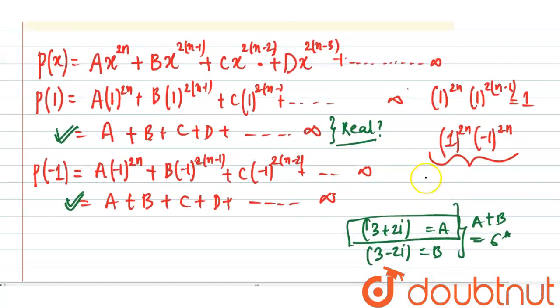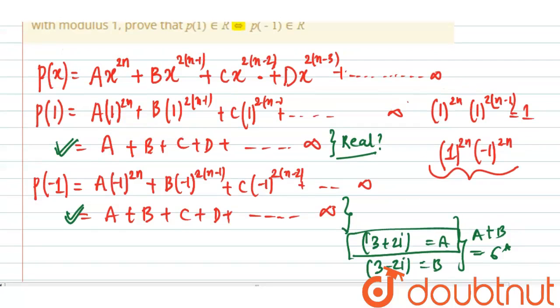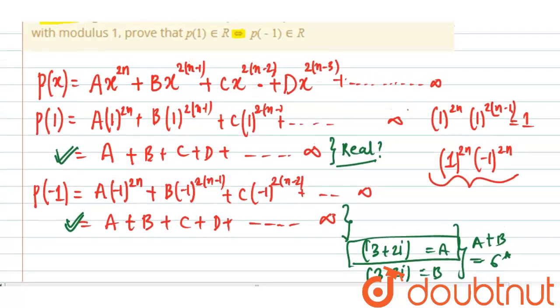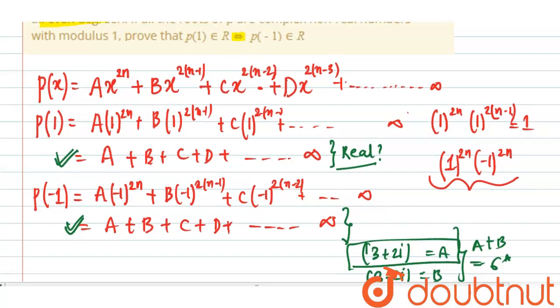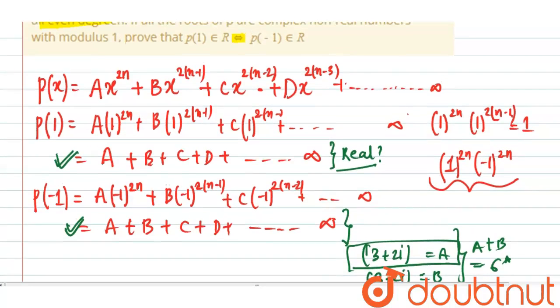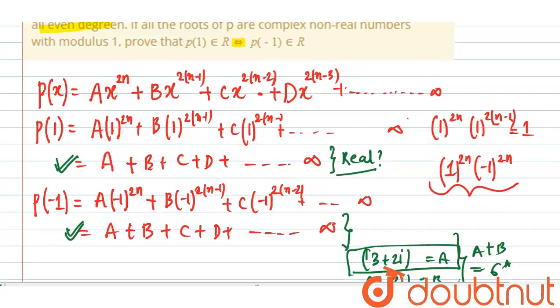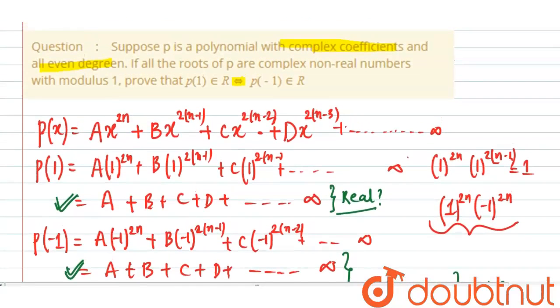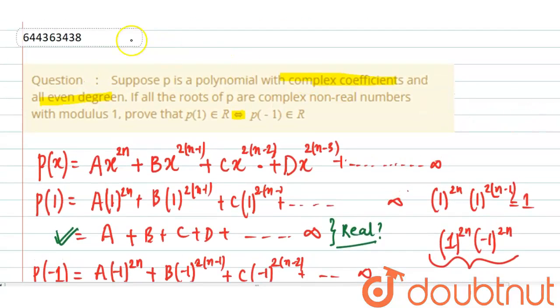In the same way, a plus b plus c plus d up till infinity would be summing up somehow and giving a real result. Similarly, p(-1) would also be giving this real result. So we can just say if p(1) is true, then p(-1) is also true, and if p(-1) is true, then p(1) is also true, because putting 1 and minus 1 won't make any difference in the variables, right? So we are done with this question.